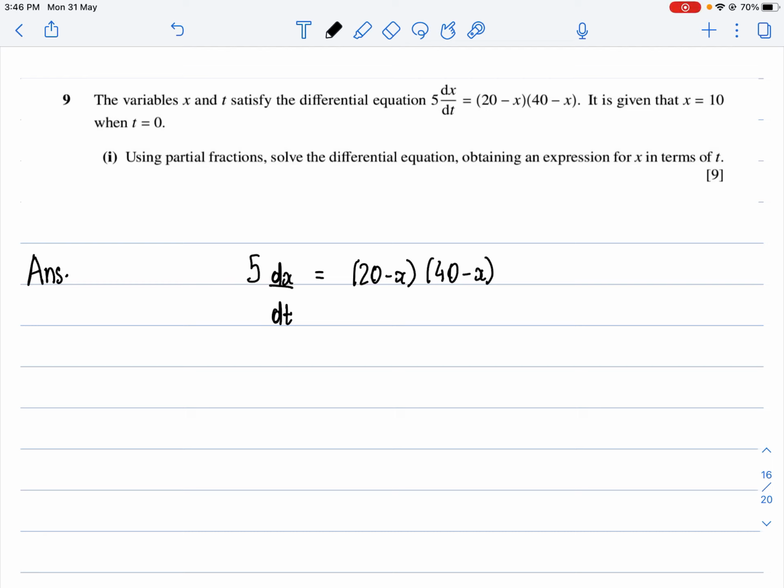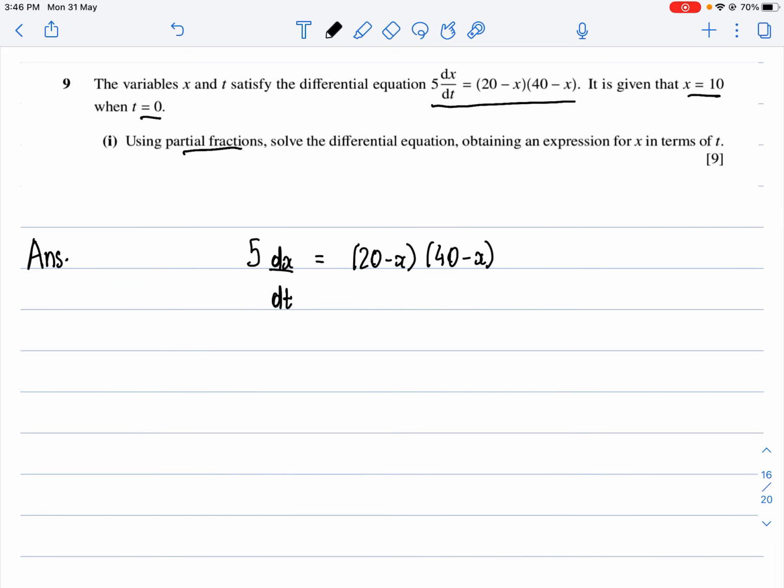This is the ninth question of the paper. Here the variables x and t satisfy this differential equation, where x equals 10 and t equals 0. We need to use partial fractions and solve this differential equation, obtaining an expression for x in terms of t.